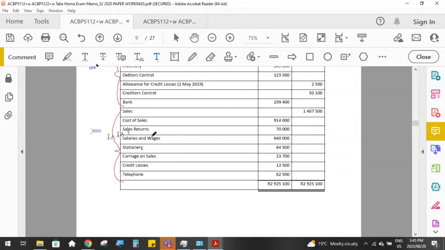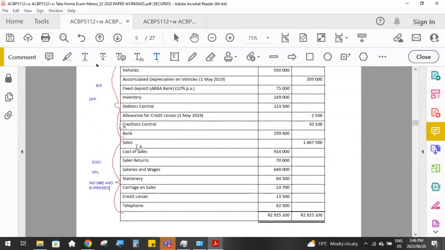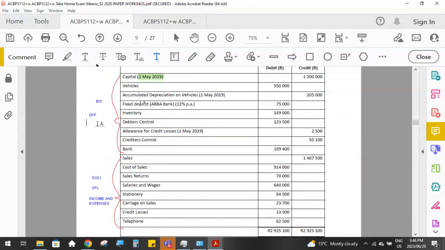You'll often see that written as SOCI, Statement of Comprehensive Income. I also like to just call it the Statement of Profit or Loss, SPL. And these are all of my income and expenses. These ones at the top are all of my assets and liabilities. And then obviously also my capital account, owner's equity.